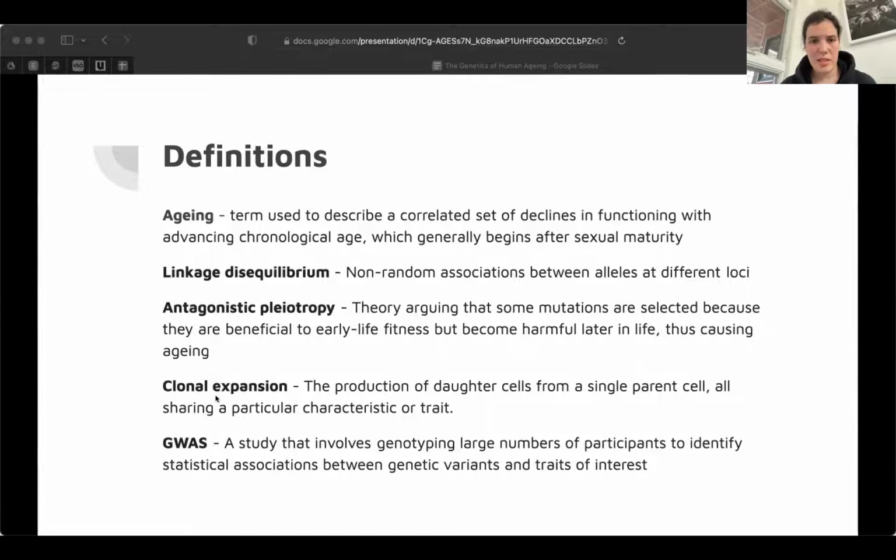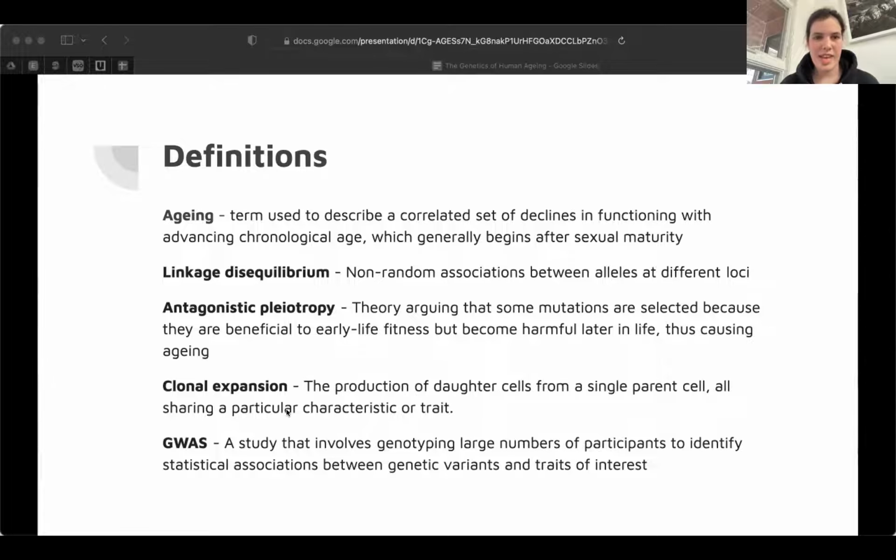Then linkage disequilibrium is a non-random association between alleles at different loci. It's a method for collecting data based on those non-random associations, and it was the focus of some of their first GWAS studies.